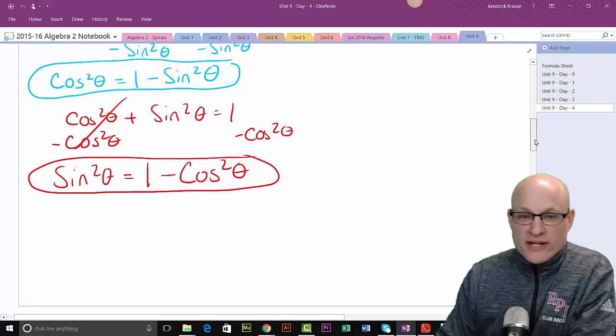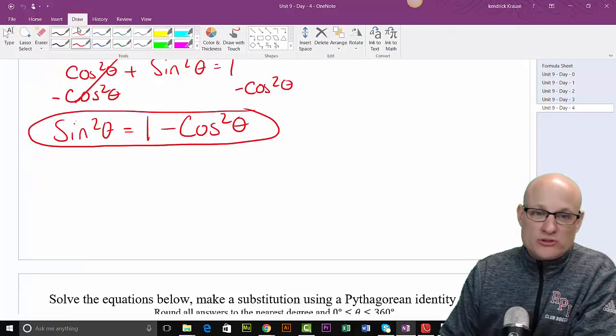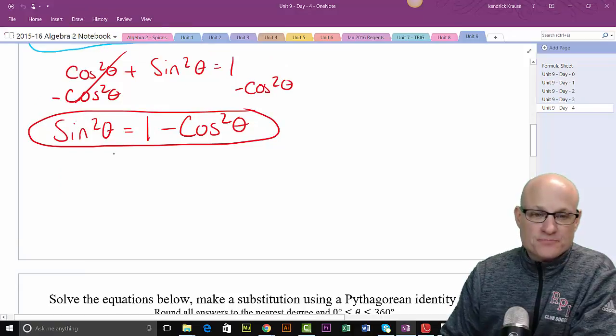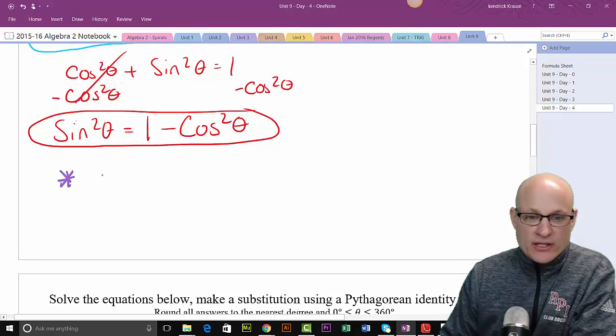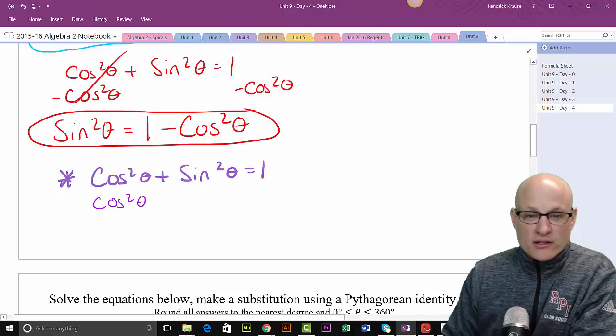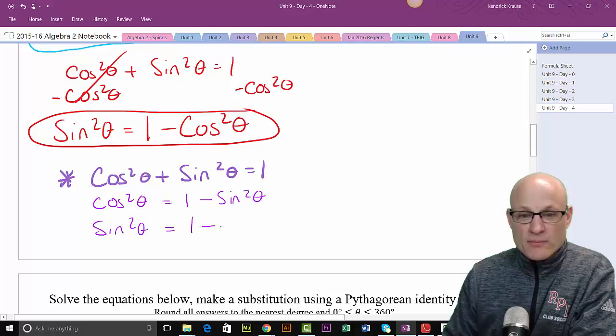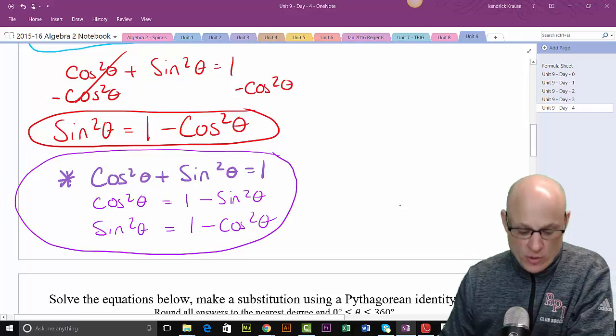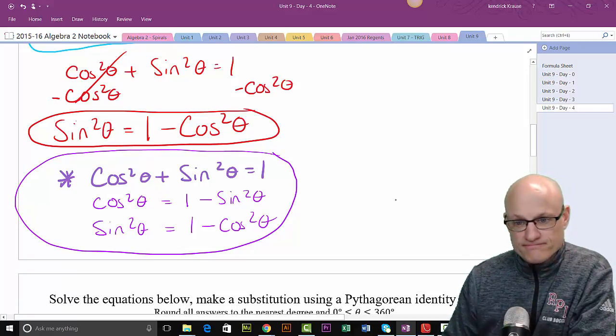What do I want you to have really locked down? I'm going to put it all in purple here for you. The biggest and most important one is cosine squared theta plus sine squared theta equals 1. From that we get cosine squared theta is equal to 1 minus sine squared theta, and sine squared theta is equal to 1 minus cosine squared theta. These three come up over and over.